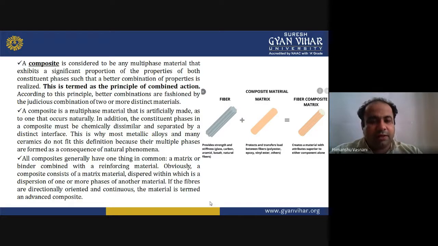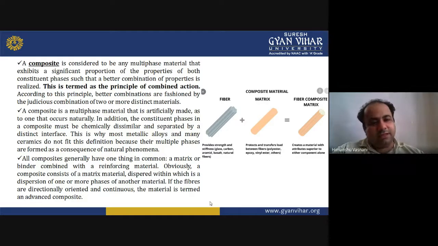A composite consists of a matrix material, within which is a dispersion of one or more phases of another material. Now comes the important thing: if the fibers are directionally oriented and continuous, the material is termed an advanced composite.